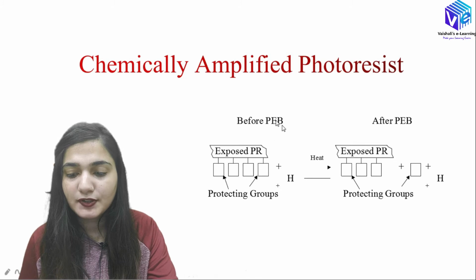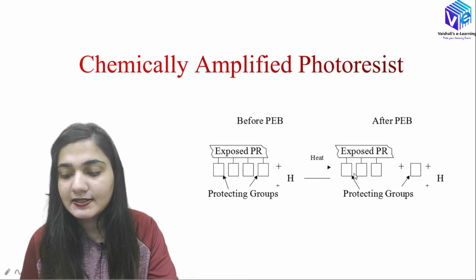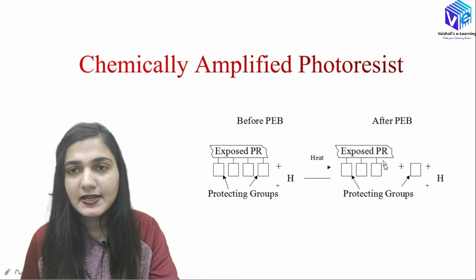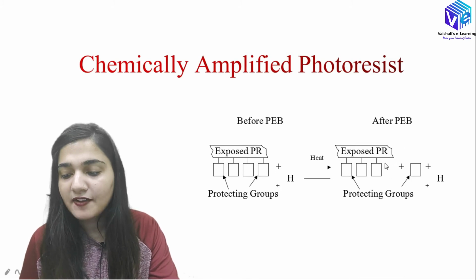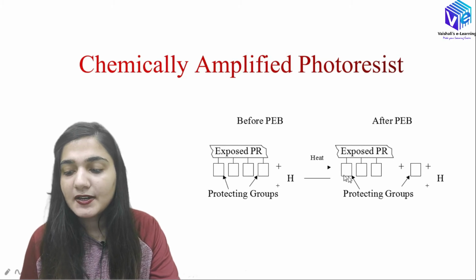You can see before the chemically amplified photoresist process, we have here the protecting groups. So this is my exposed photoresist. Now what is happening, if I have some chemicals, the chemical will be acting as a catalyst and it will be removing the protecting group from here. When the protecting group is removed, this photoresist can be easily dissolved. Before that, if I have the protecting group associated with the photoresist, it is very difficult to remove the photoresist which is protected by the protecting group.